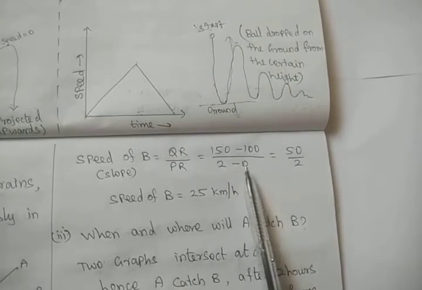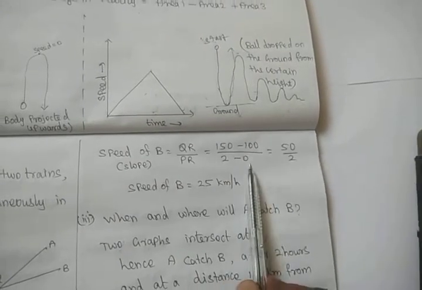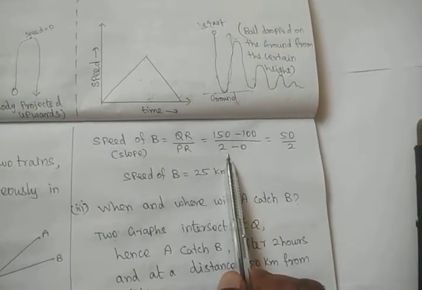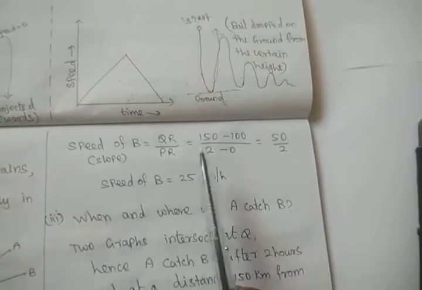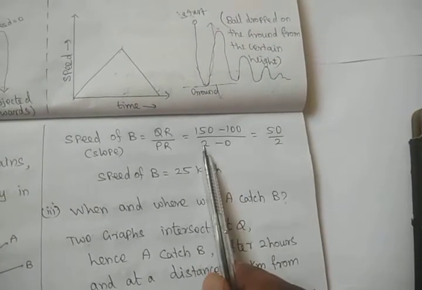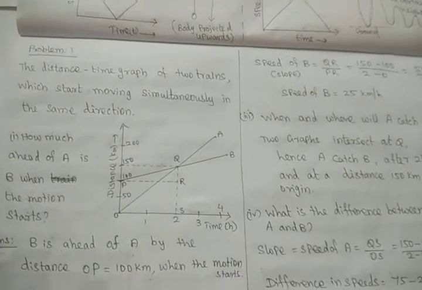You may ask why it is not 0 minus 2. We have to take the slope, so that is 2 minus 0. Time can never be negative. Time is always positive, so you subtract the smaller value from the bigger value. So 150 minus 100 is 50, divided by 2. We get the answer 25 km per hour as the speed of train B.